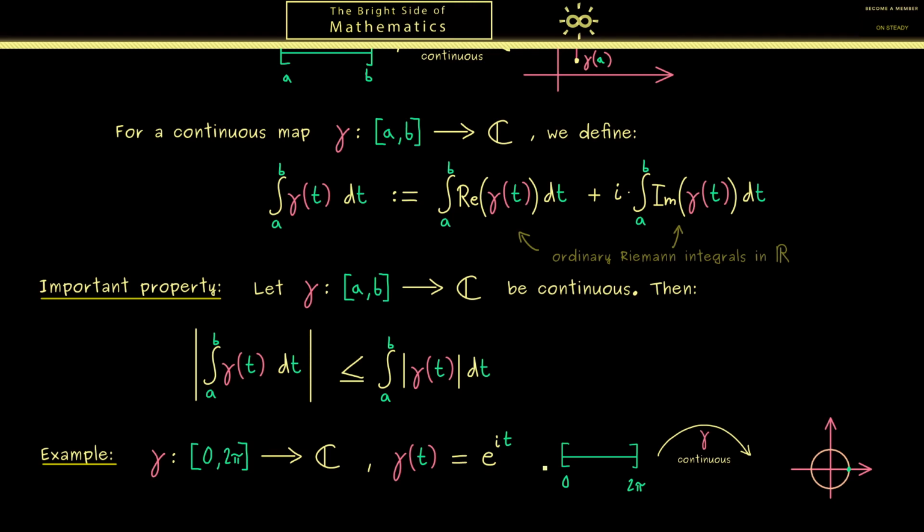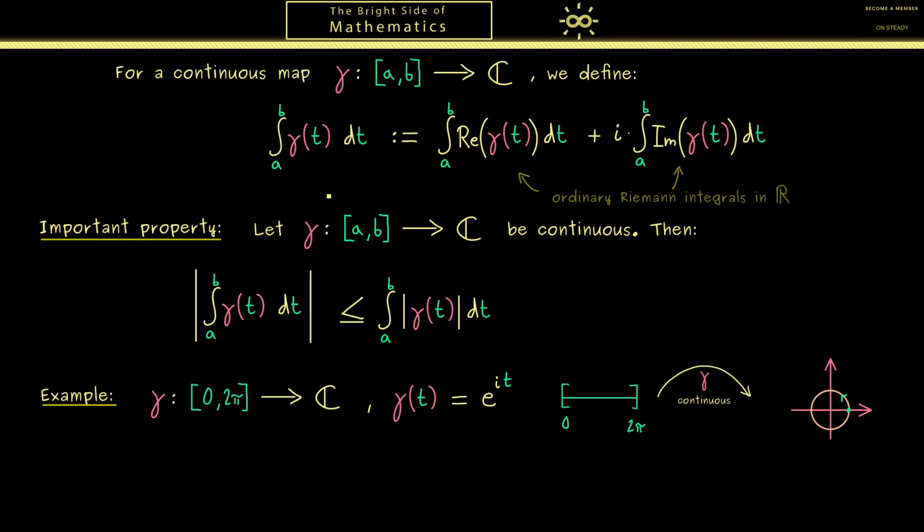Indeed, when you start at 0 and then you increase t, you go around the circle in this way. Here please recall, we know this from the exponential function. Okay, then in the next step, let's calculate this integral here.